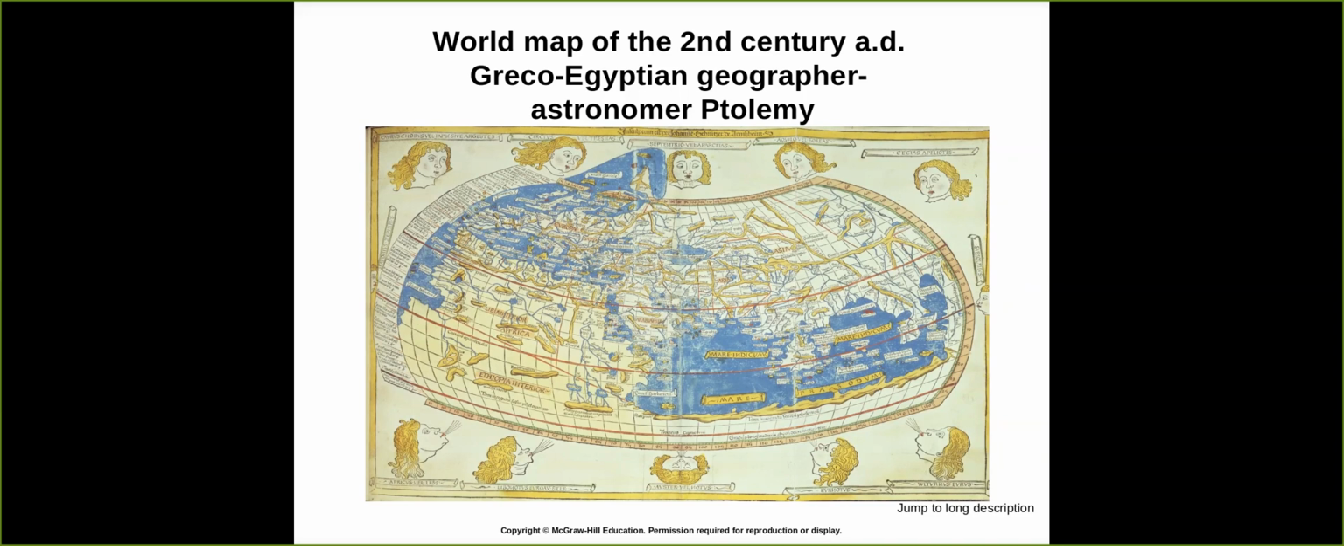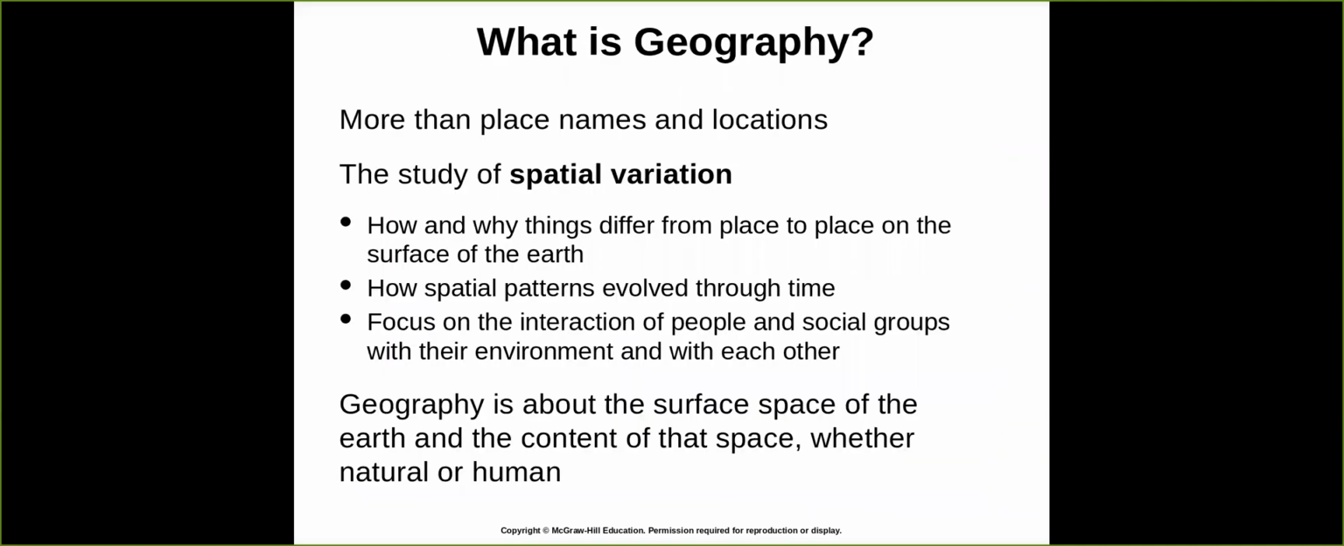So this is a map created by the astronomer Ptolemy back about 150 or so. And so you can see geography has been around a long time. This map is actually from the Middle Ages, but does give you an idea of sort of what was going on and what people thought the world was at that time.